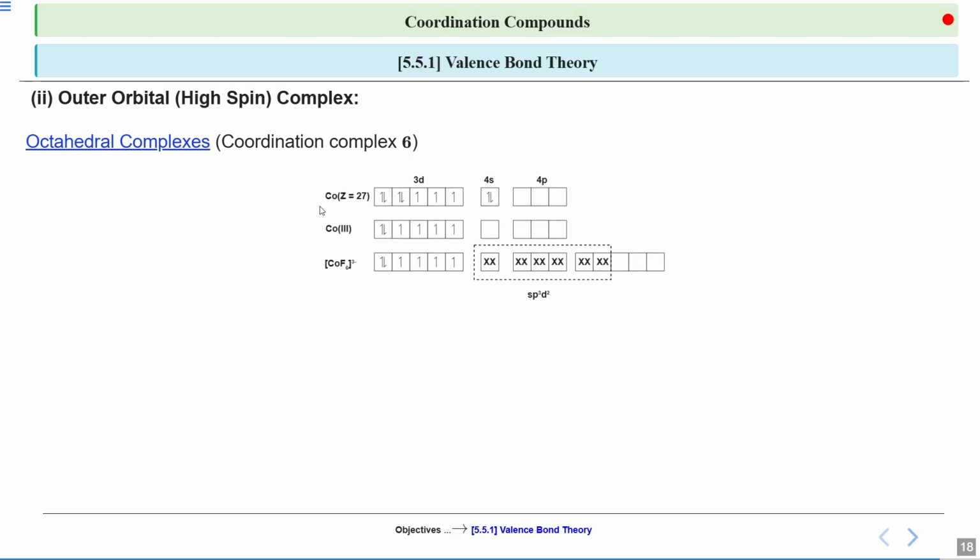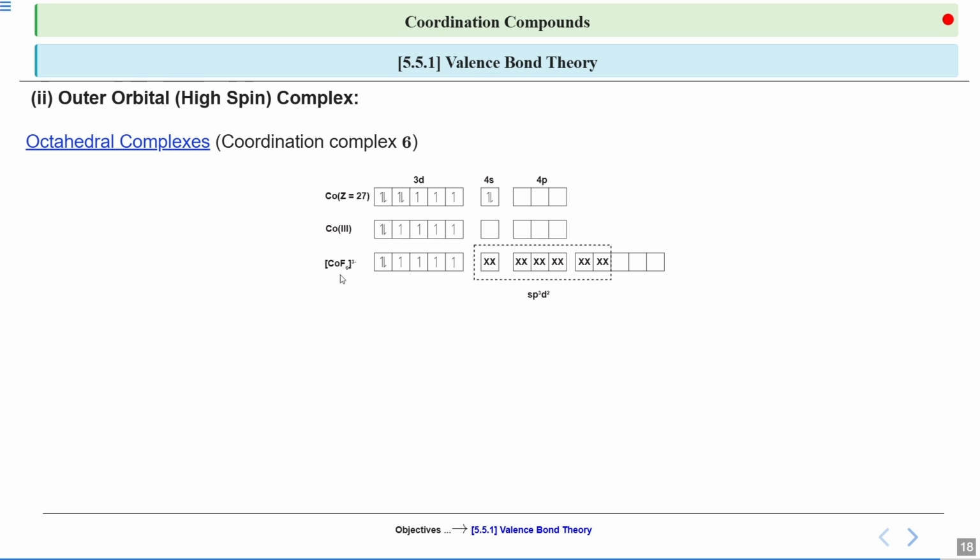Now observe another example of a complex, cobalt F6 whole 3 negative, where cobalt is the central metal ion having atomic number 27. The 3d configuration will be 3d7, and the arrangement of electrons is like that in the 3d orbital. In the 4s, 2 electrons are present, so 3d7 4s2, and 4p is empty. Now cobalt here has +3 oxidation state, so 3 electrons are donated by the cobalt. So 2 electrons go from 4s and 1 electron goes from 3d7, so it will remain as 3d6, right?